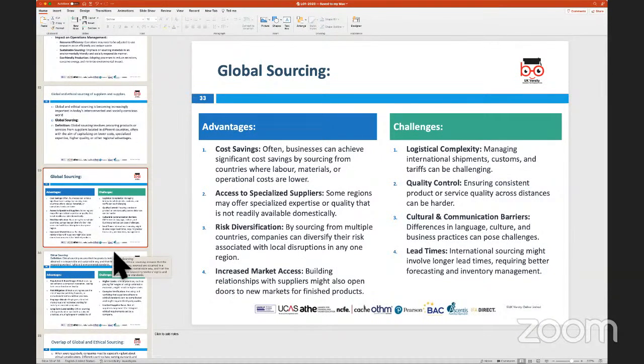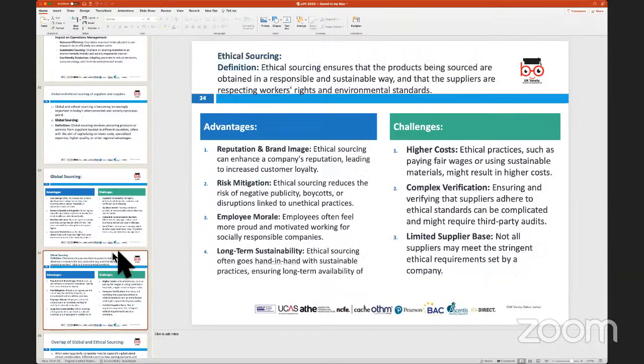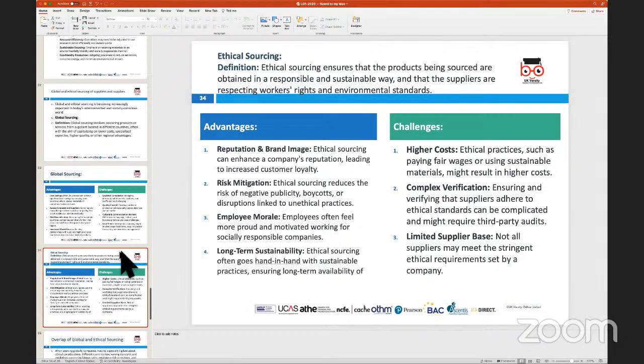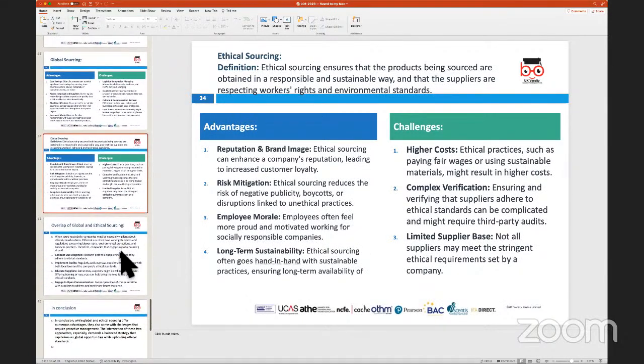So these things will have to be looked into closely to understand how global and ethical sourcing of suppliers and supplies can pose challenges to organizations, and how does operations management step in? How does the role of an operation manager or operations management as a field step in to solve some of these problems, which have to be looked at from a point of view of globalization, sustainability, and global sourcing.